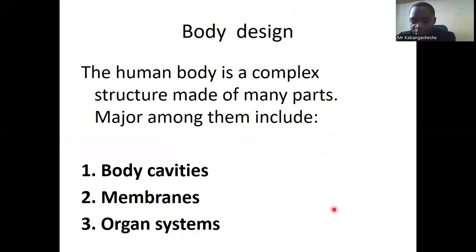All right, so in the next discussion, I'll talk about body design and cavities. All right, for now, we can end it here.